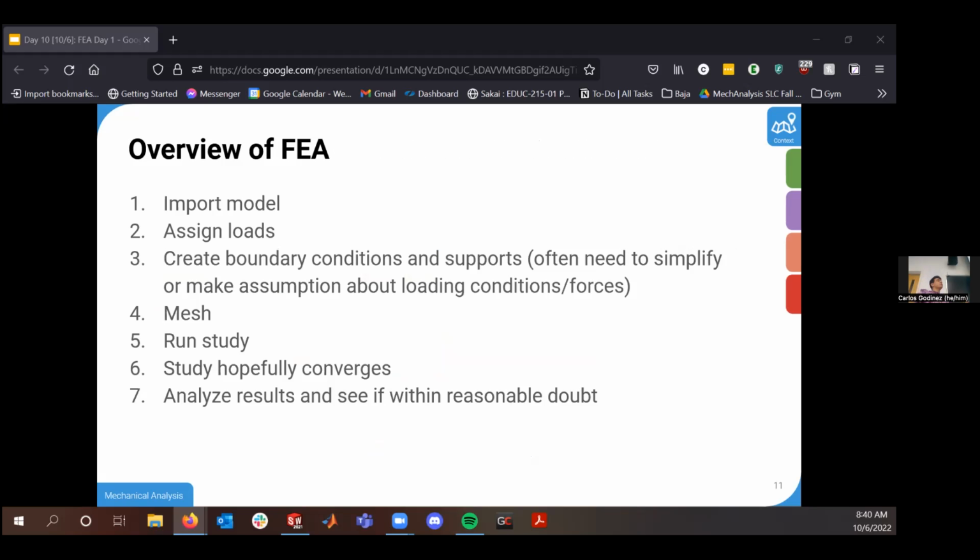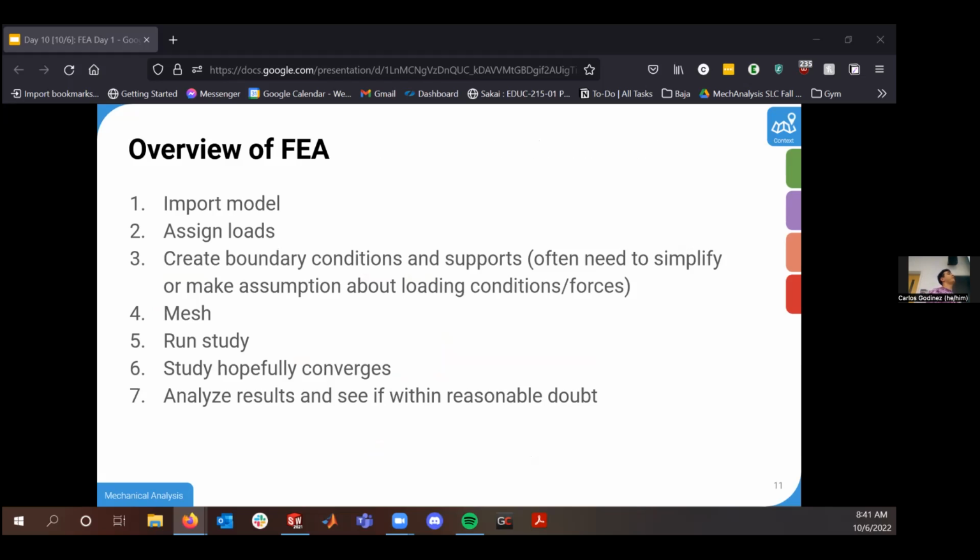On the vast, just super outline of FEA, what you're going to do is you import your model, you assign loads to it. You then need to create boundary conditions and supports. And a lot of the times from that, you have to simplify or make assumptions about the loading conditions. And so like if you have a symmetry plane, you should bisect your model in half. So now you only have to model half of the part.